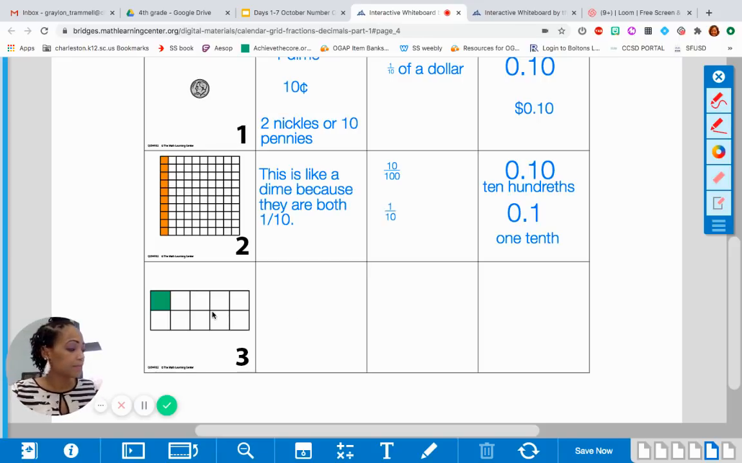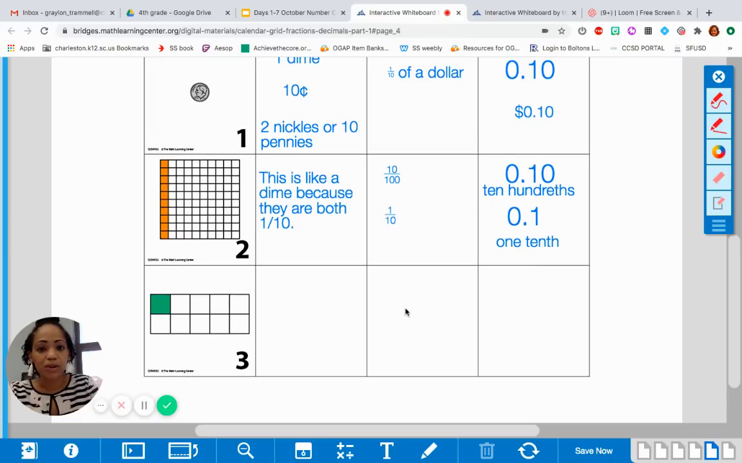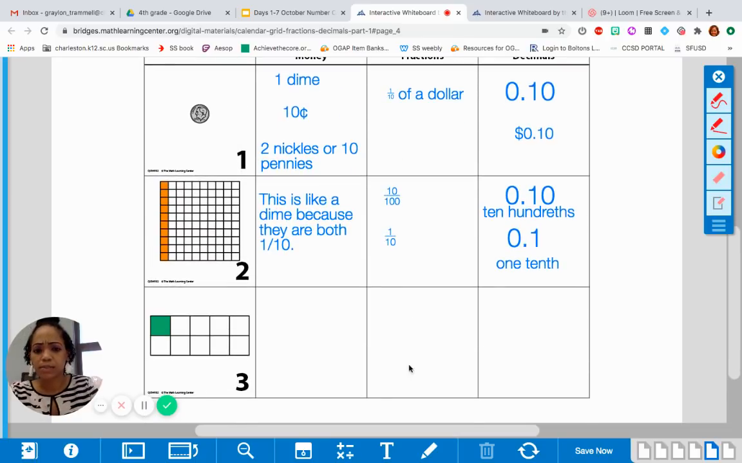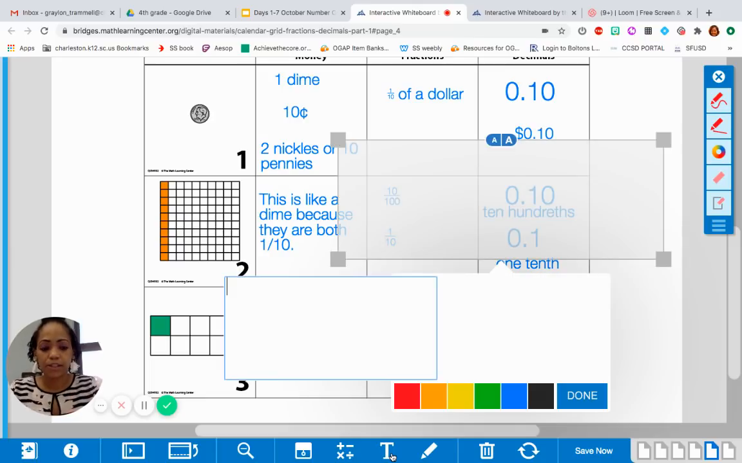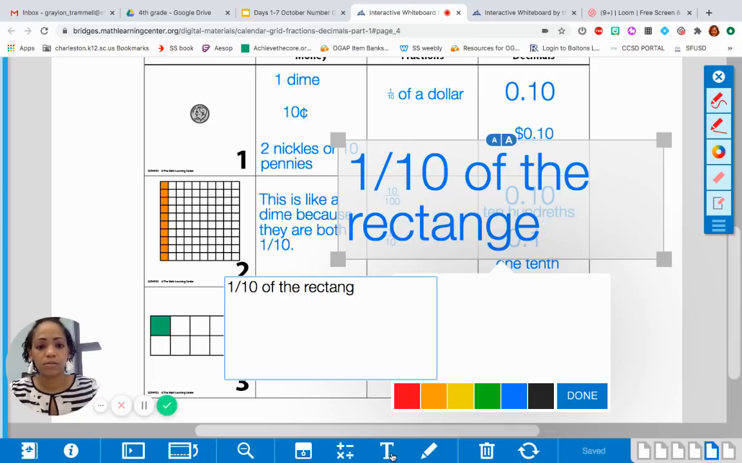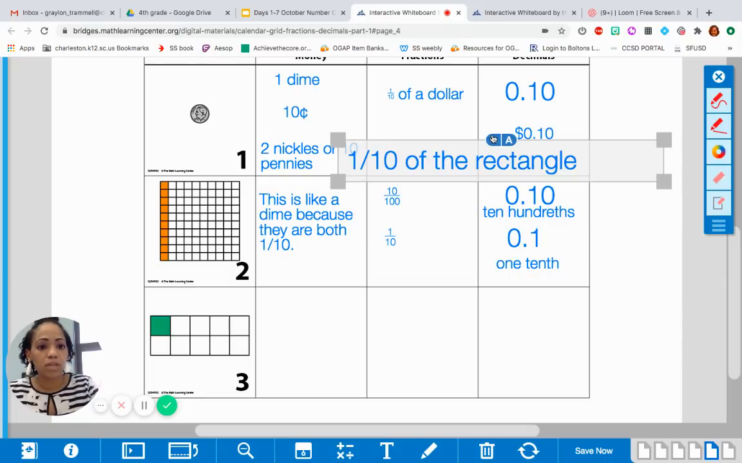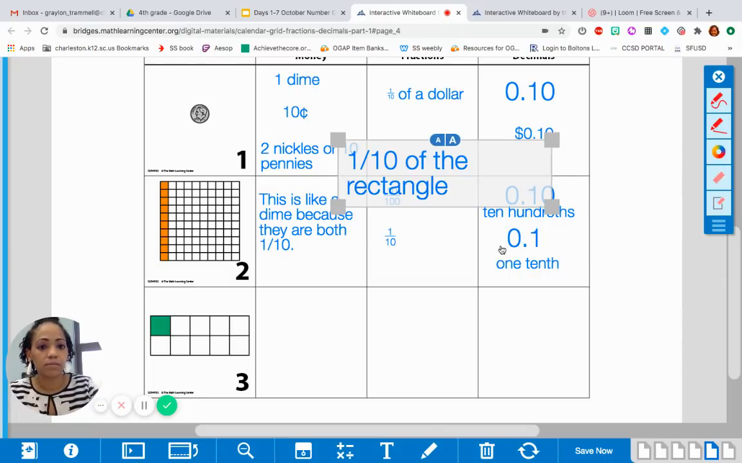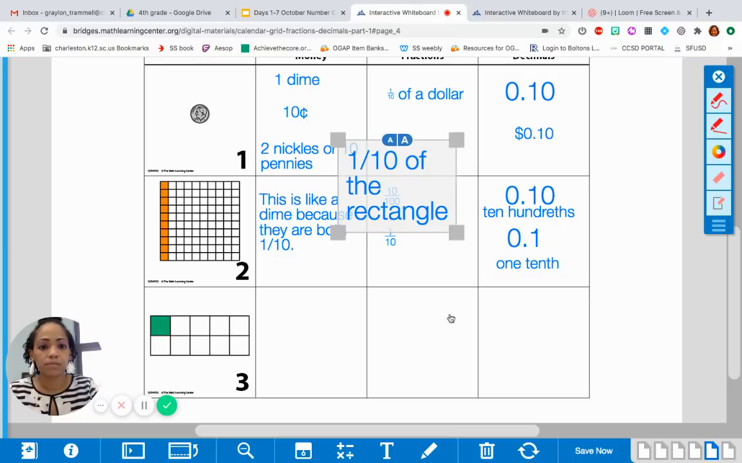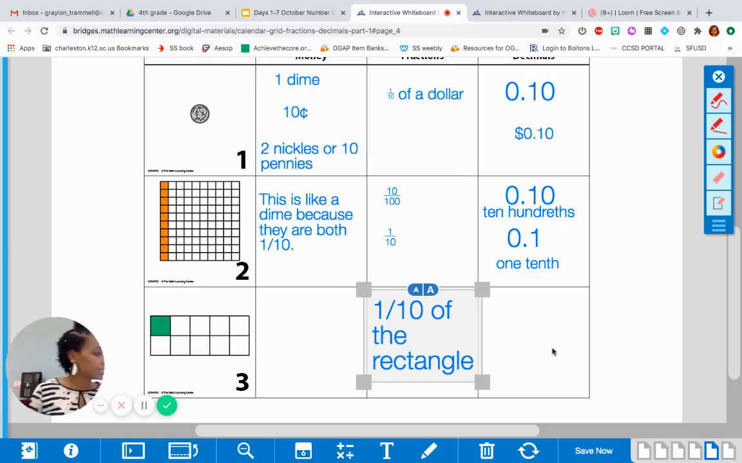What might I write here? Right, it's 1/10 of the rectangle. So would I put that in the money column, the fractions column, or the decimals? I think fractions too. So 1/10 of the rectangle. Okay, so any other names? How about in decimal form? We know how to write a tenth, right? We just did it. So tell me.